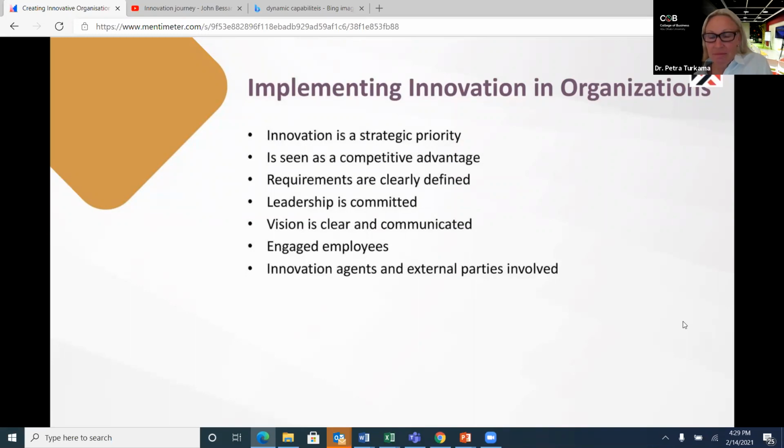Leadership is committed, and very important. The leadership has to be there. They have to walk the talk. Vision is clear. Employees are engaged. They feel innovation is everybody's agenda. And there are these innovation agents and maybe external parties.